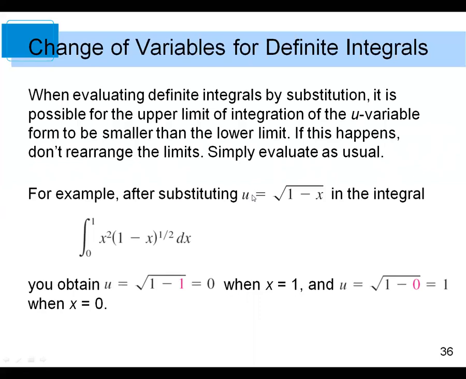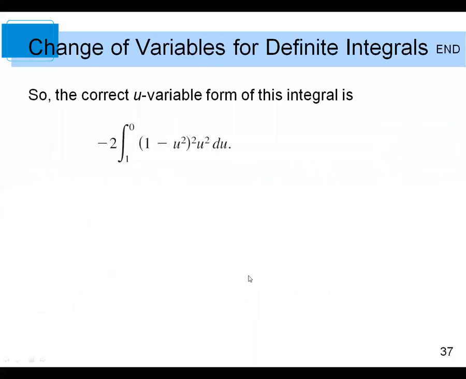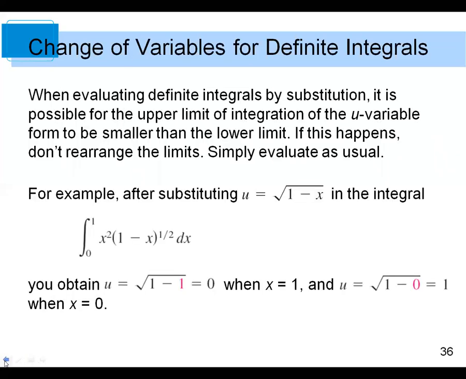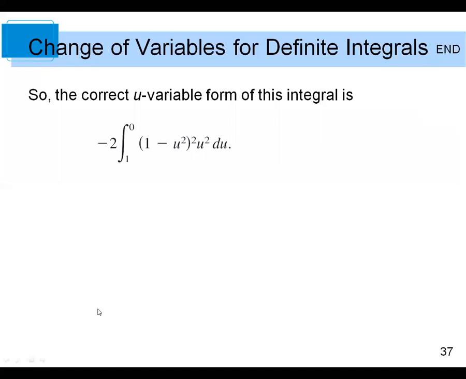For example, after substituting u equals the square root of 1 minus x in this integral, if you plug in 0 and 1, the upper limit becomes 0 and the lower limit becomes 1. You get this substitution. Okay, the lower limit becomes 1 and the upper limit becomes 0. Just leave it like that.